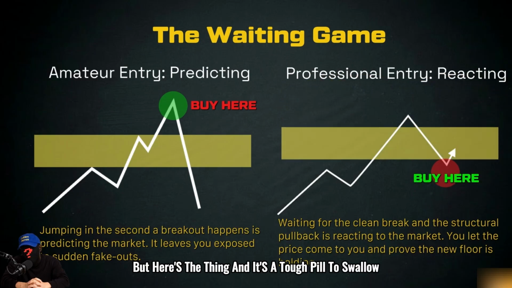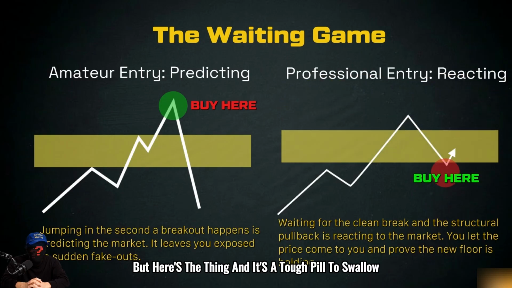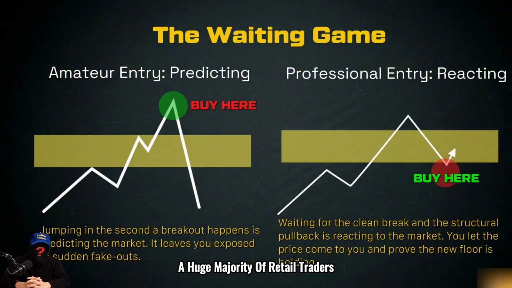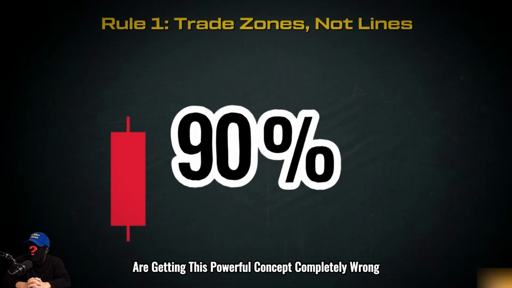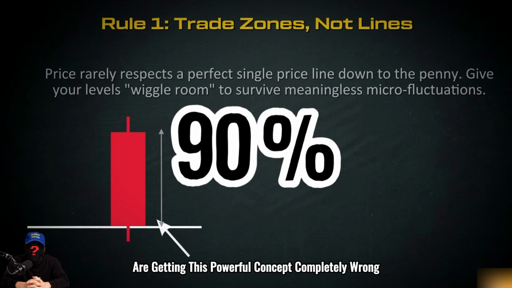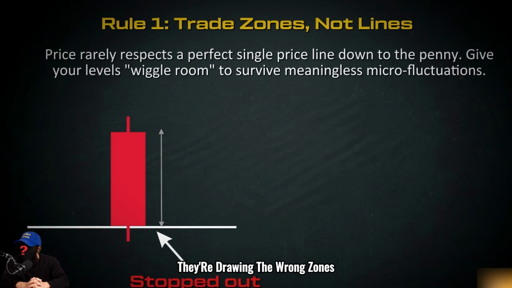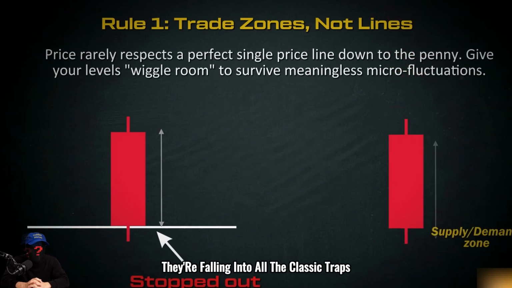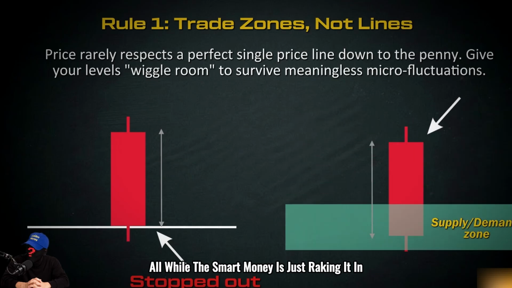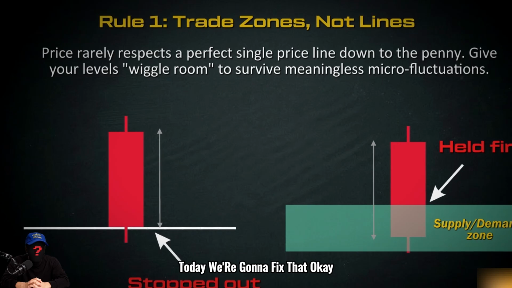But here's the thing, and it's a tough pill to swallow. A huge majority of retail traders, probably 90%, are getting this powerful concept completely wrong. They're drawing the wrong zones, they're falling into all the classic traps, and they're getting stopped out over and over again, all while the smart money is just raking it in. Today, we're going to fix that.